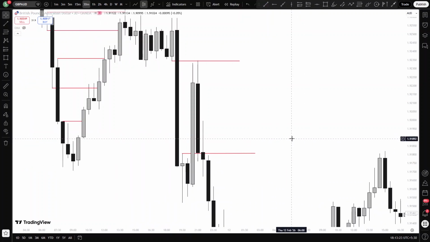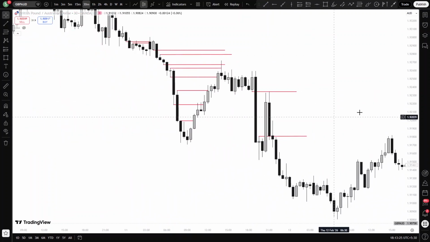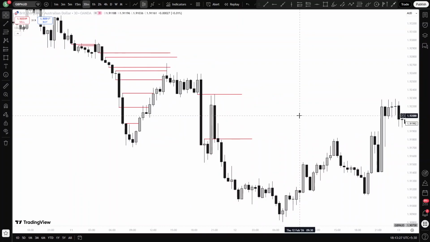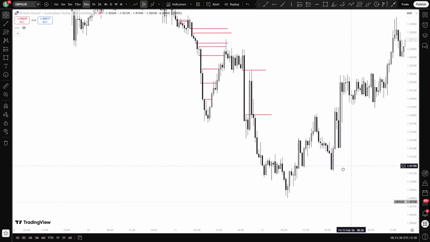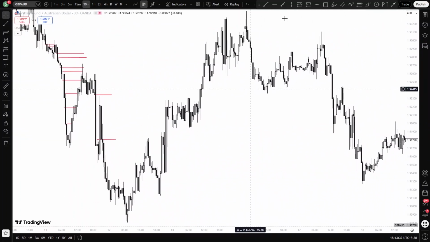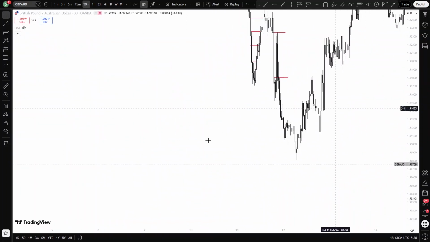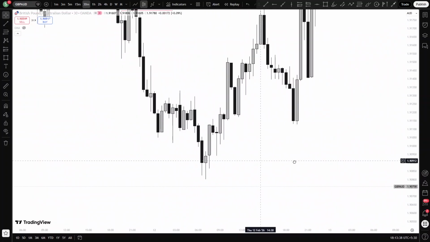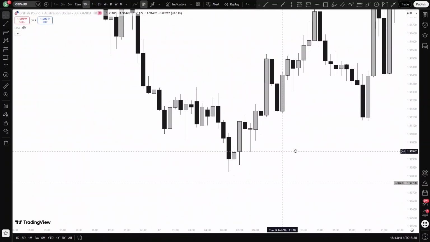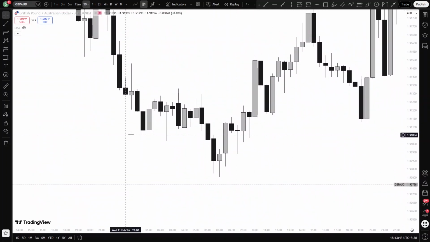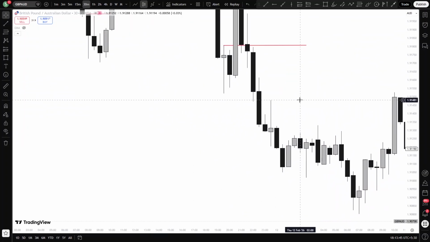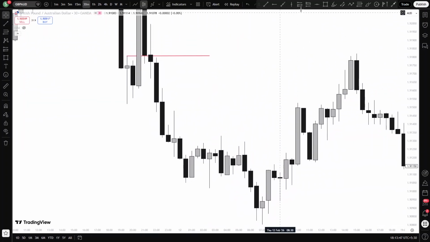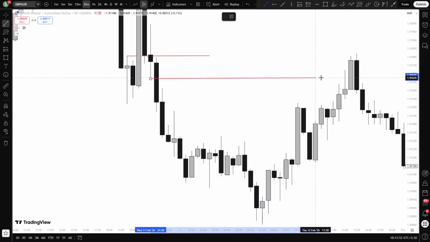This is where our fair value gap was. Okay, so we had this pullback. We have to take a look at the fair value gap as the market was giving us a push to the upside. Okay, so we had another fair value gap here. We had another fair value gap here.